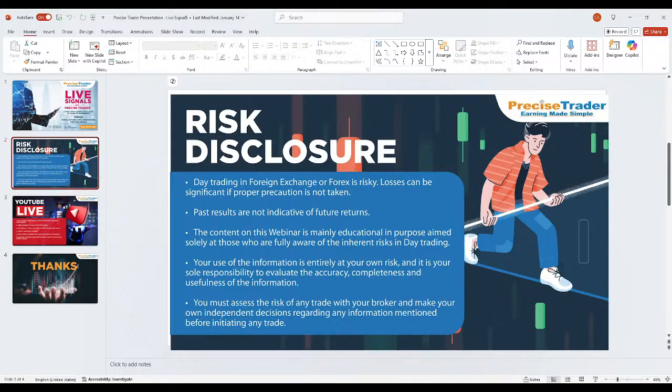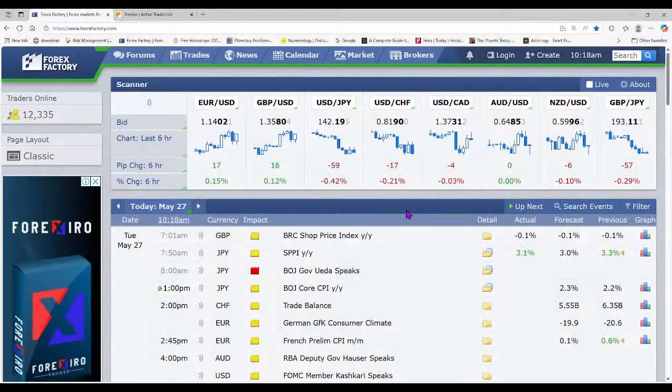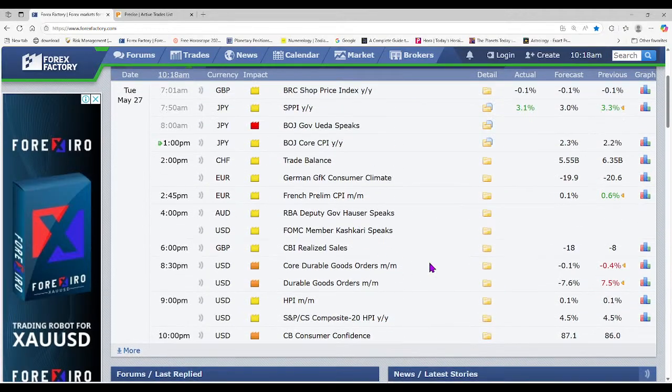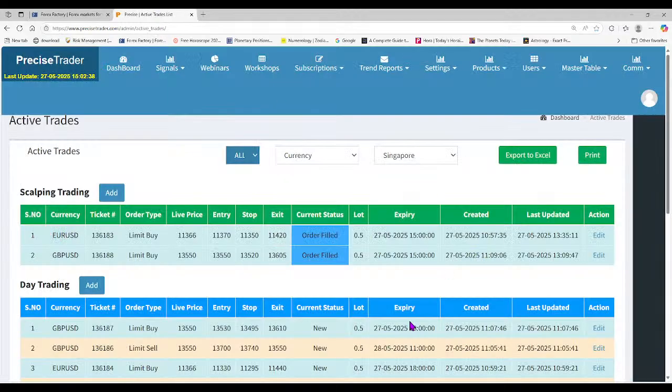So with that, we move on to our live analysis. The data we have is only from the US core durable goods and CB consumer confidence. As far as this trade is concerned, we have an order filled on the euro and the pound.